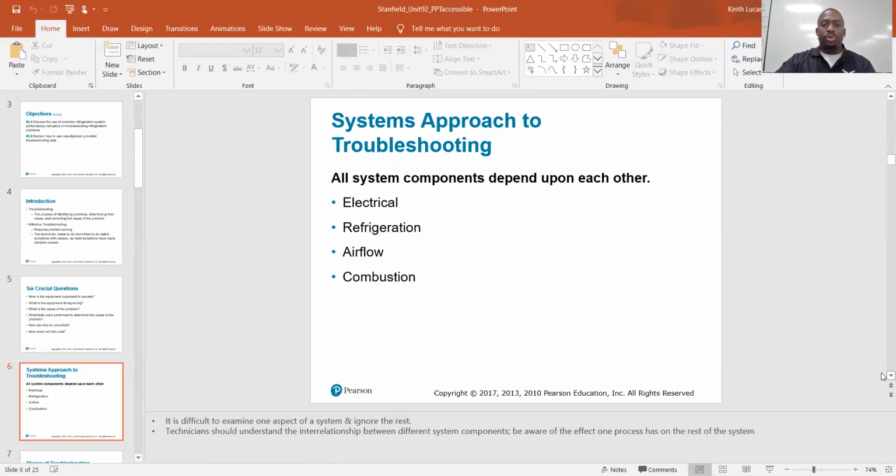System approach to troubleshooting. All system components depend on each other: electrical, refrigeration, airflow, combustion. We talk about that all the time. If one thing is not right, it's going to affect the other things. So whenever you're addressing one problem, you're doing pretty much a full-on inspection of the entire unit.